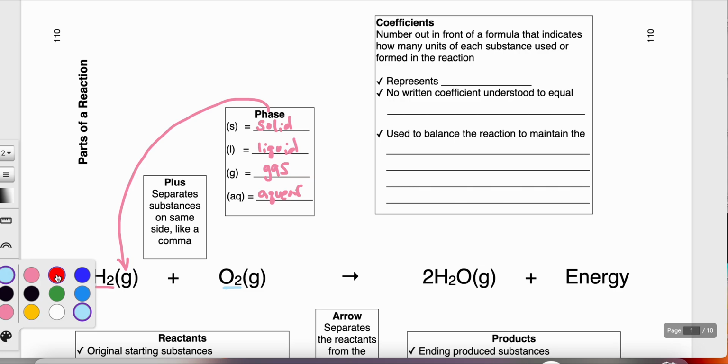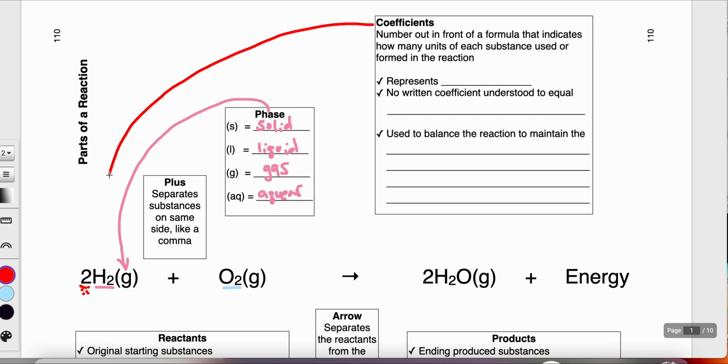Now, the other thing that you will notice is that H2 is the chemical formula, but out in front of H2, there is this number, this big 2. Those large numbers that we see out in front of a chemical formula, like the 2 in front of the H2, we refer to these as coefficients. So a number out in front of the formula. It gives us how many units of each substance is used or formed during a reaction. And these coefficient numbers represent the relative number of moles.